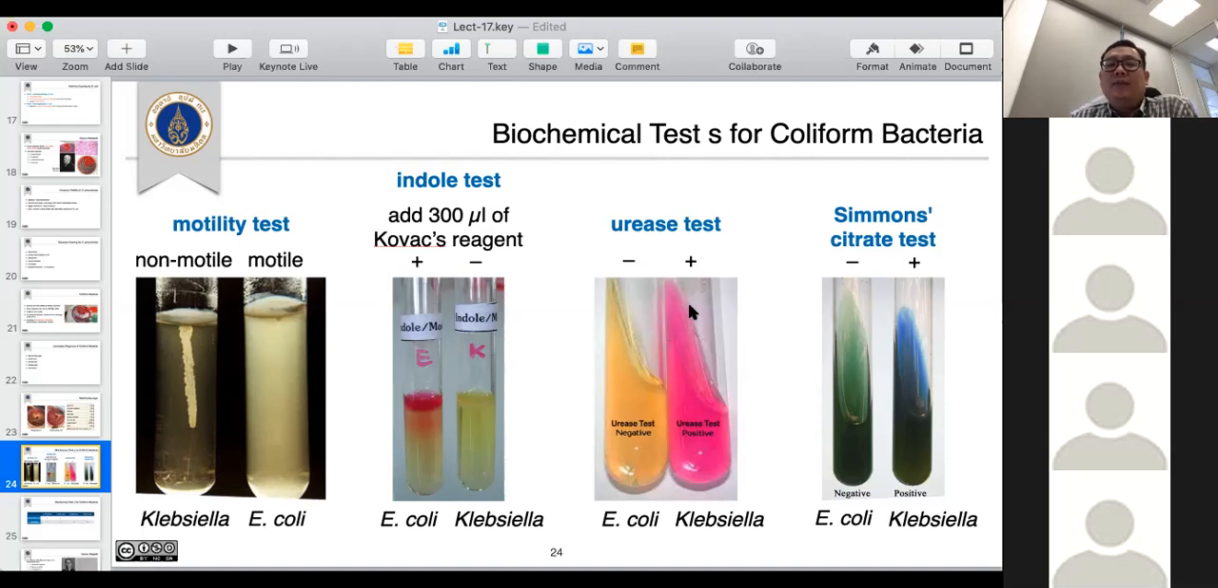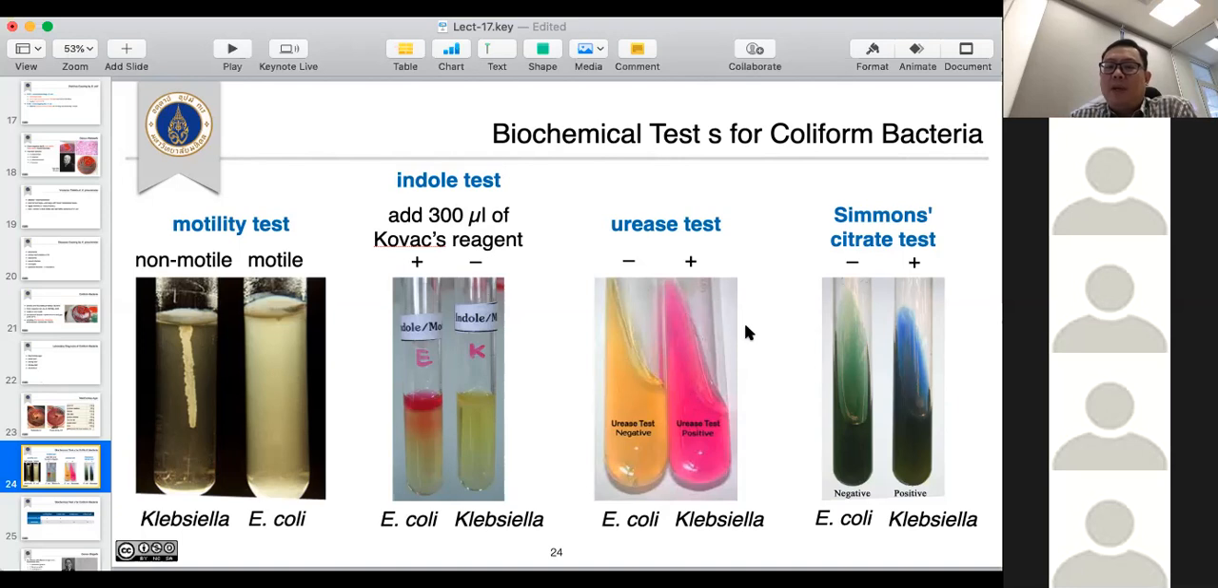Okay. Urease also. Urease just tests whether bacteria can use urea or not. If they can use urea, they generate ammonia, like Klebsiella. They change the color from yellow to pink. If the color remains yellow, that means negative. E. coli negative, Klebsiella positive.